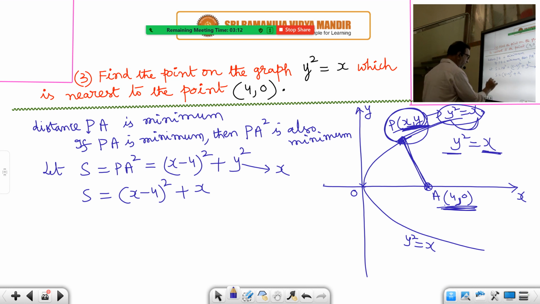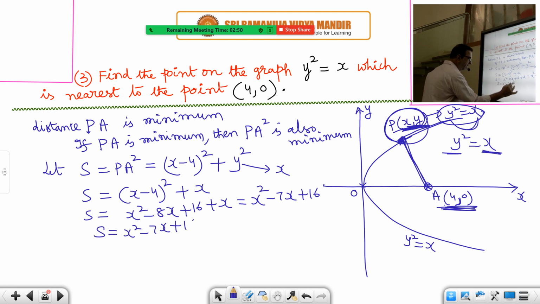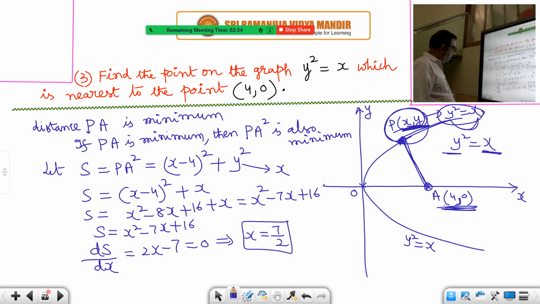So you can expand it: x square minus 8x plus 16 plus x. So x square minus 7x plus 16. So S is equal to finally x square minus 7x plus 16. What is the derivative? Come on, dS by dx. So this we have to equate to 0 immediately. So what is the value of x? x is equal to 7 by 2. So 7 by 2 is a stationary point for this function S.